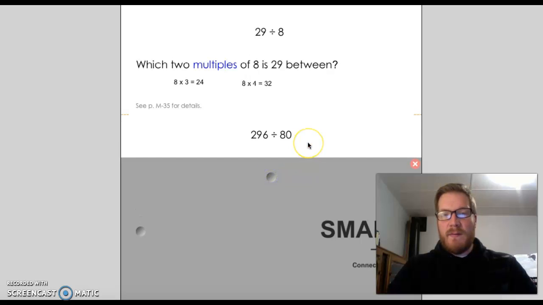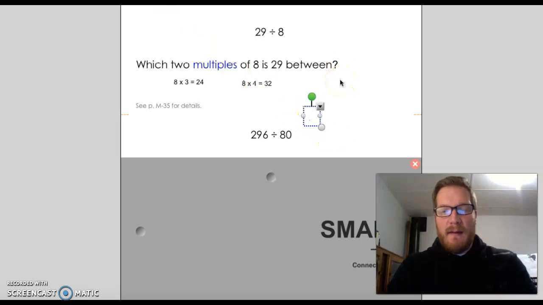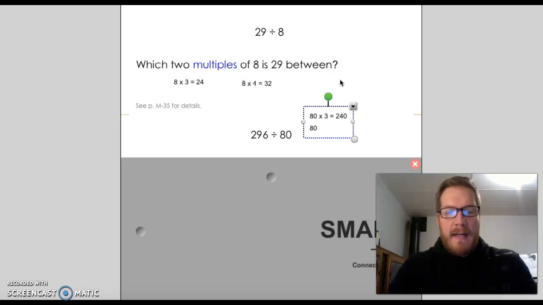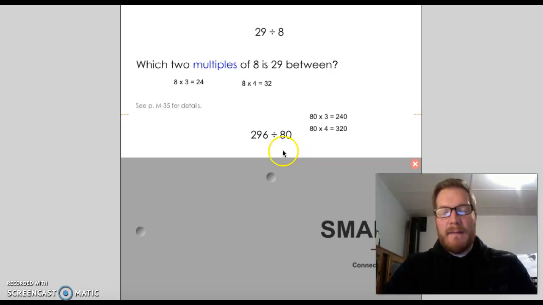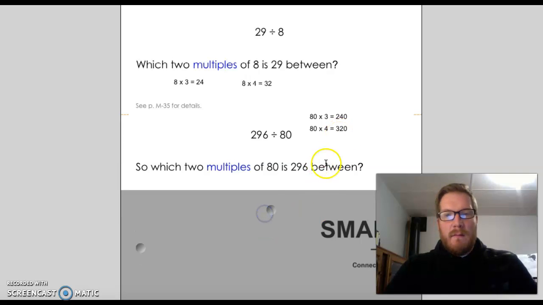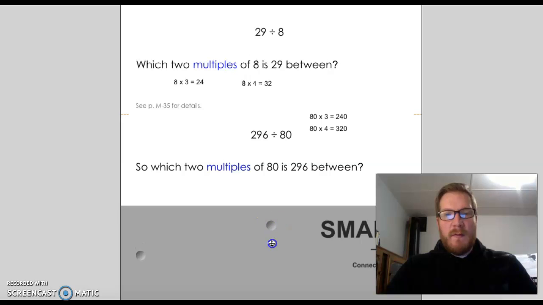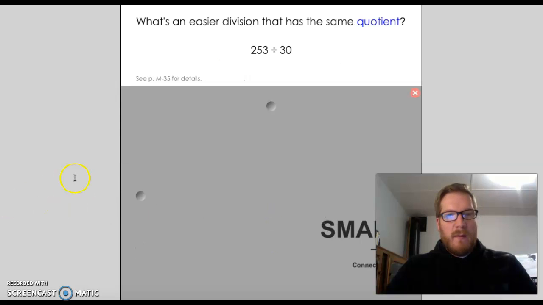So if we have this question about 296 divided by 80, I can use those same ideas. I can say then that 80 times 3 equals 240, and then 80 times 4 is 320. So then I know that 296 is between 240 and 320. Okay, so then which two multiples are these two multiples, which we just did? We can move on to the next one.